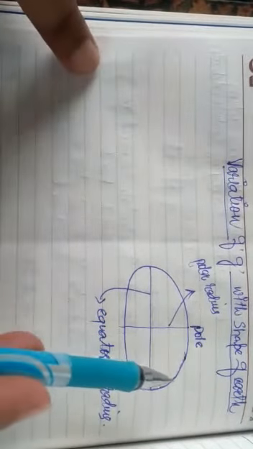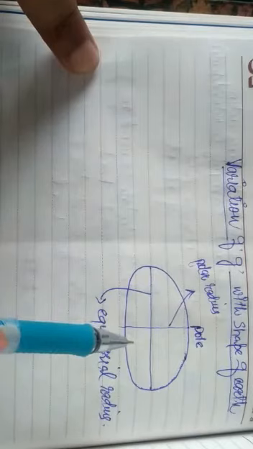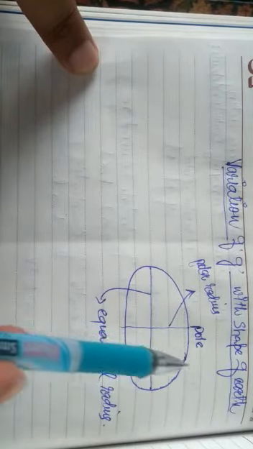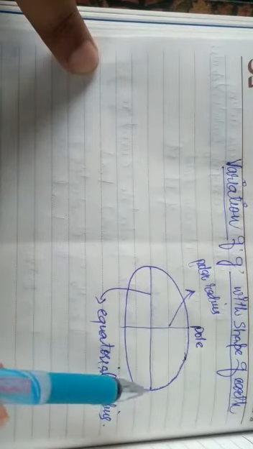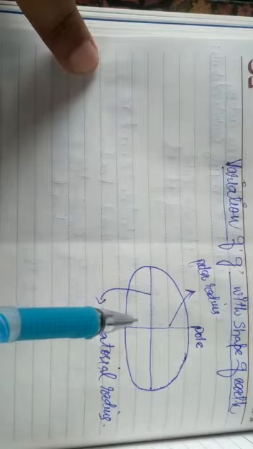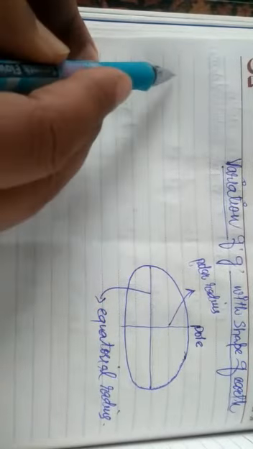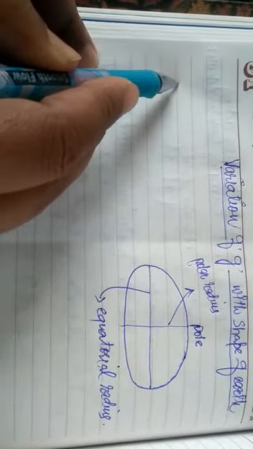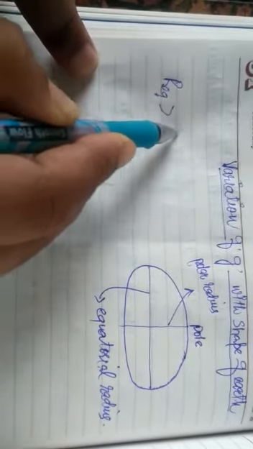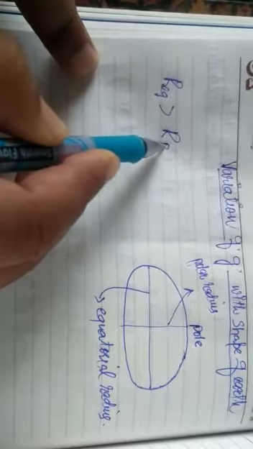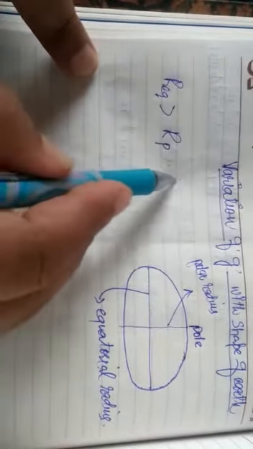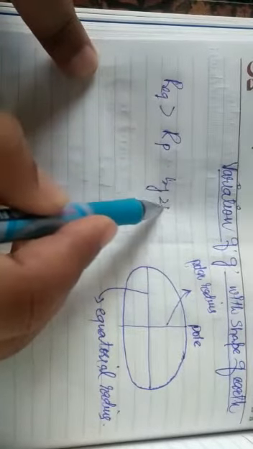Actually, the shape of Earth is not fully spherical. It is, you can say, egg shaped or oval shaped. This is called the equatorial radius and this is called the polar radius. The equatorial radius is greater than the radius at the poles by a factor of 21 kilometers.